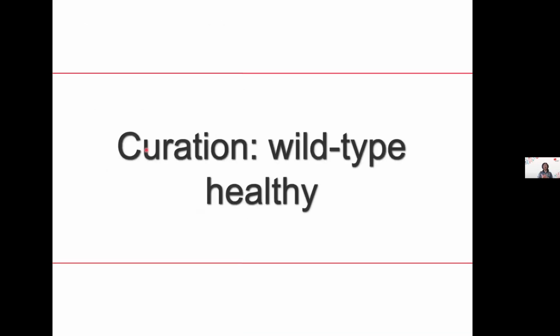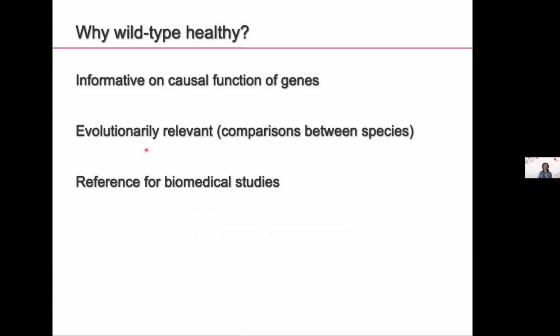So we, as I've told you several times, only take wild type healthy. So why do we take only wild type healthy? That means no experimental mutants, no knockouts, knock-ins, CRISPR modifications, and no cancers, diseases, and so on. Why do we take this? Because it is informative on the causal function of genes. What does it mean, the causal function of a gene?